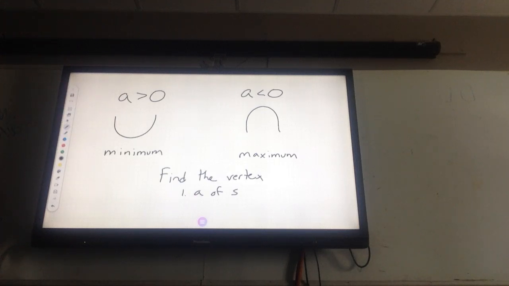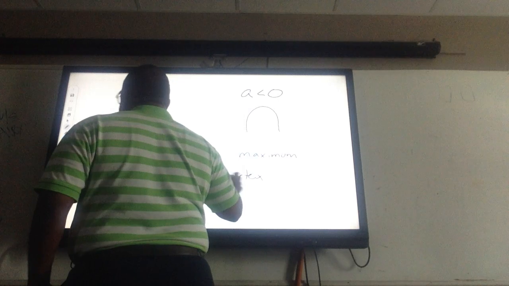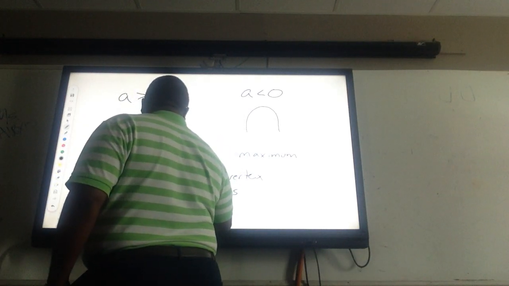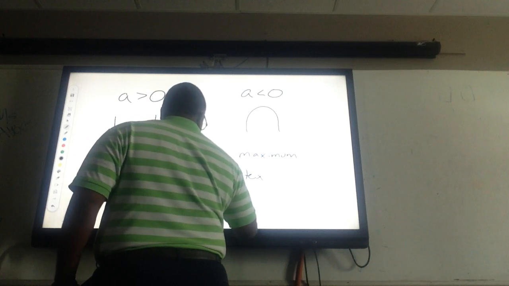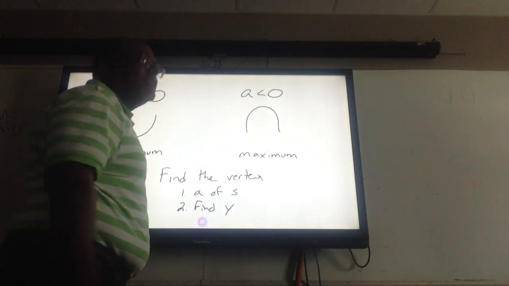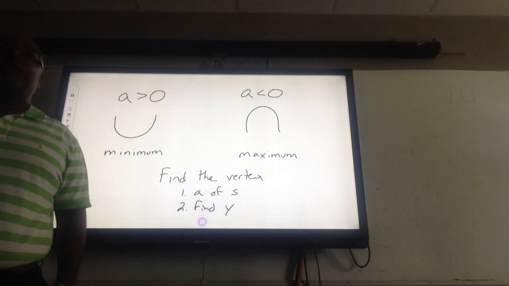So you find the axis of symmetry, then you plug it in. Once you plug it in, you're going to find this answer. This is how you find it. Once I find the axis of symmetry, which is going to be my x coordinate on my vertex, then I plug it in and I find the y. And whatever that y is, that's the maximum or the minimum value.